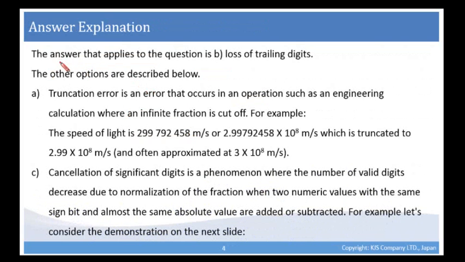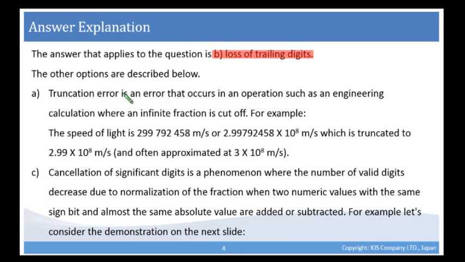So let's look, and the answer is going to be the loss of trailing digits, the phenomenon that we were looking at on the previous slide, and that's going to be the answer to the question that we had on the first slide. However, we did mention there are some methods of preventing or reducing this phenomenon. It's still going to be the answer to our question. So let's just look at some of the other errors that we've got in floating point arithmetic operations.